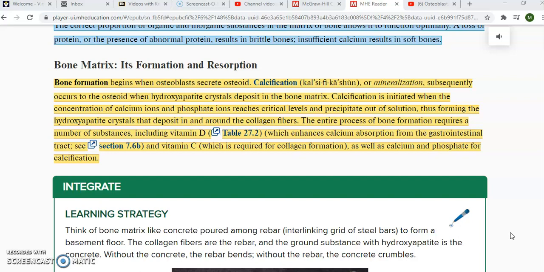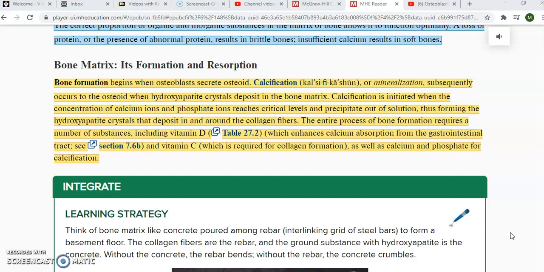So that's the process of bone formation, and you do have to have some molecules that play a role in that. It's not simply one or two molecules that are involved in that whole process. You do have to have other molecules that we'll talk about later on in the chapter, but here it gives you a couple of examples. Vitamin D and vitamin C are necessary for this whole process, as well as the minerals that are in there too.